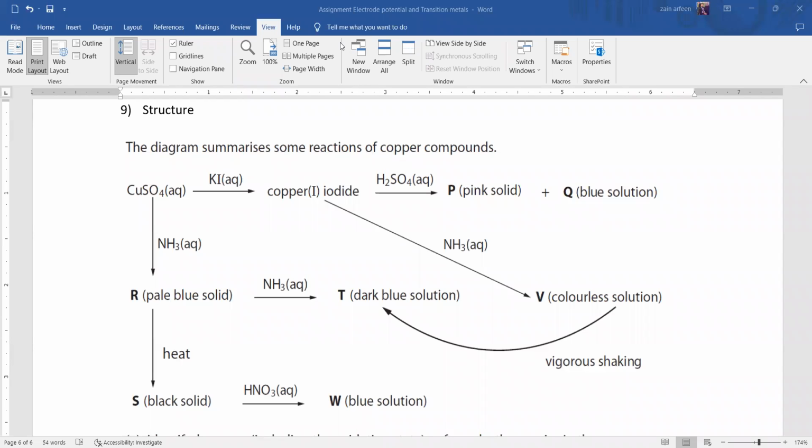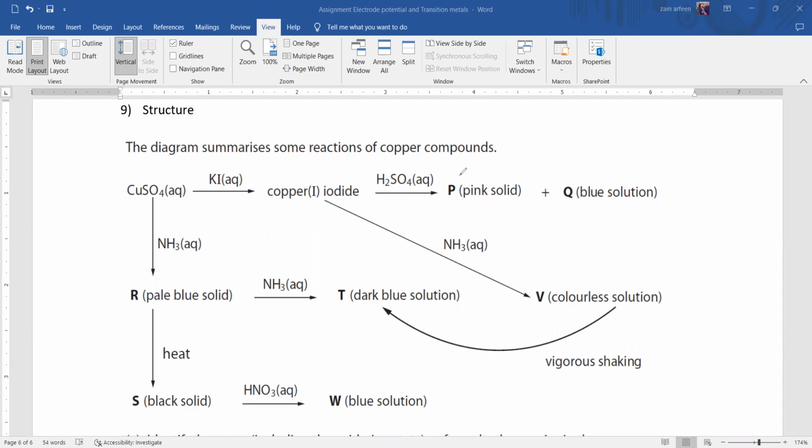So this is a structure question. The diagram summarizes some reactions. First we have copper sulfate. Then it turned into copper(I) iodide. It means it's a reduction, because copper(II) sulfate turned into copper iodide. Then we add sulfuric acid. So copper(I) iodide, if we add sulfuric acid, will form copper.